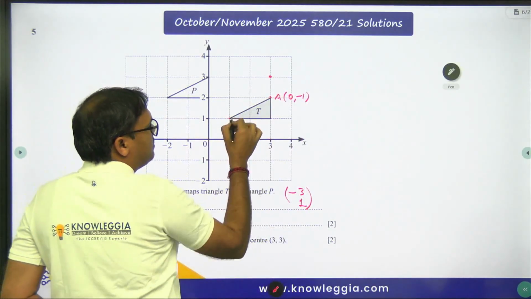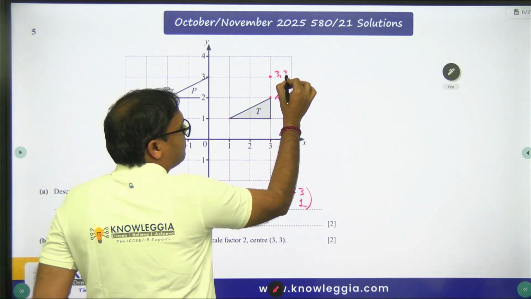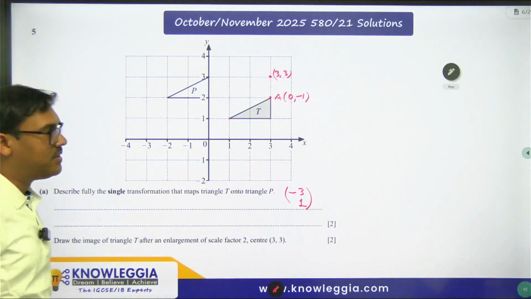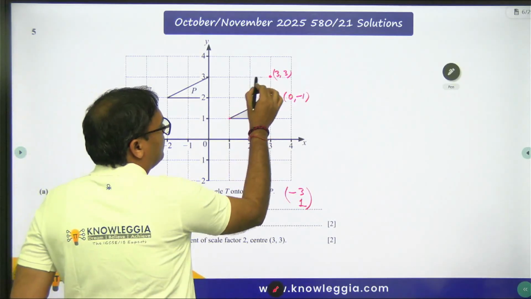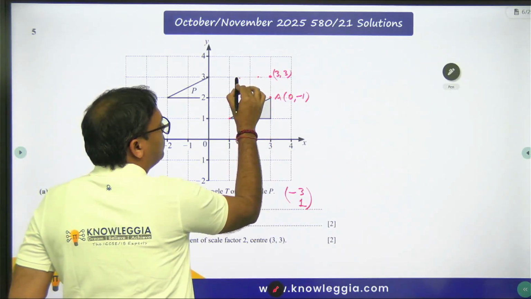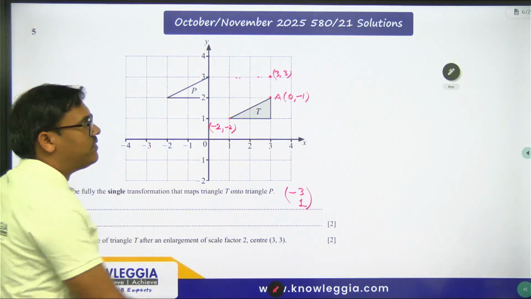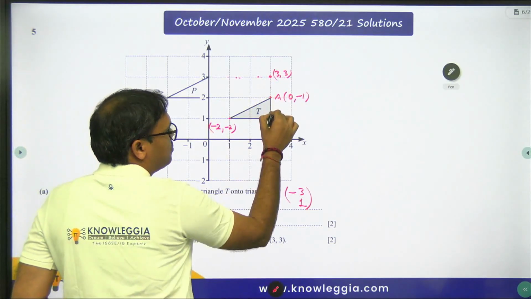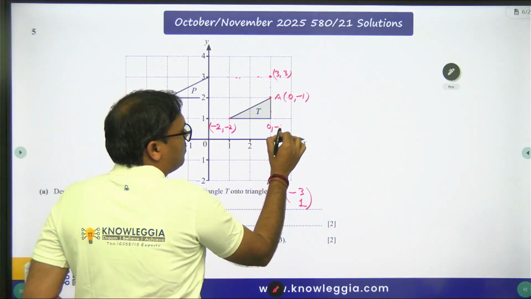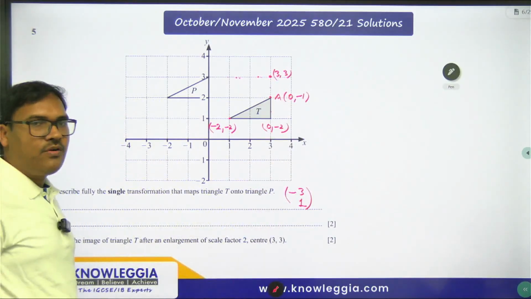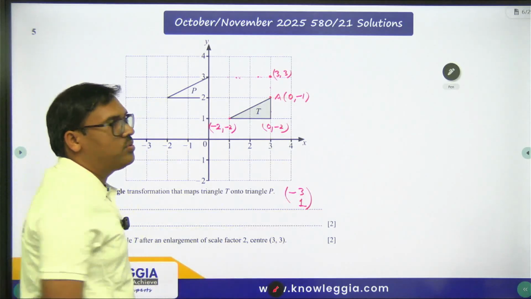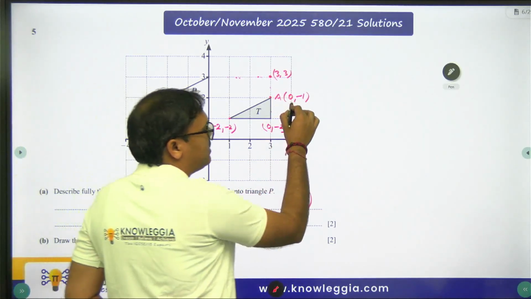Now with respect to the point 3 comma 3, what is the coordinate of this point? This is 1, 2, and 2, that is negative 2, negative 2. Now with respect to this, what is this point? This is 2 units down. This is 0, minus 2, correct? Now if you have the scale factor of 2, just multiply each coordinate by 2.